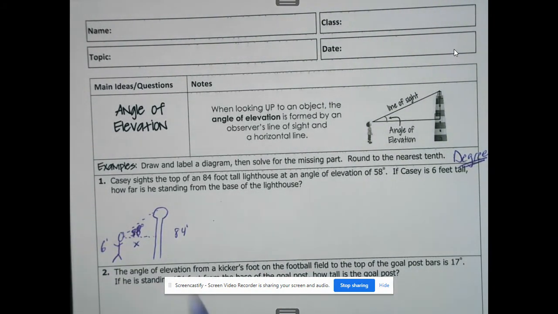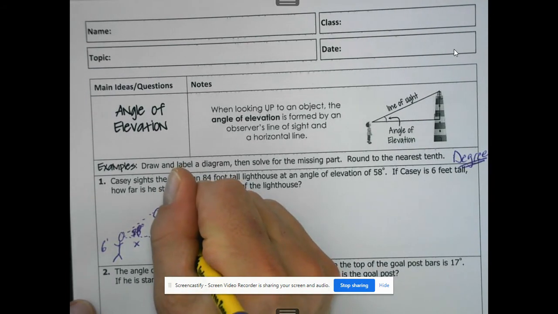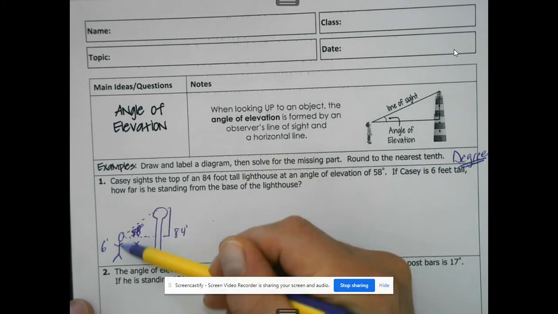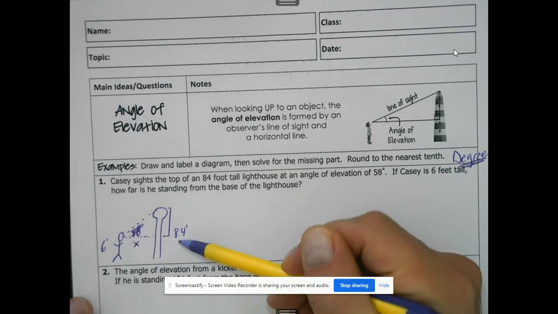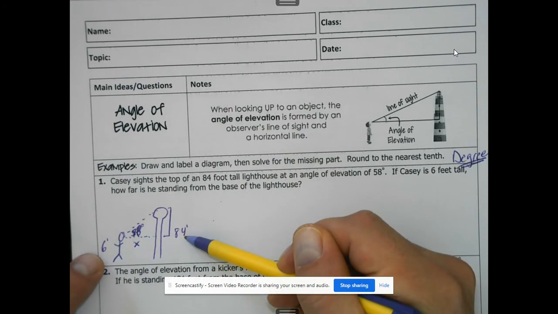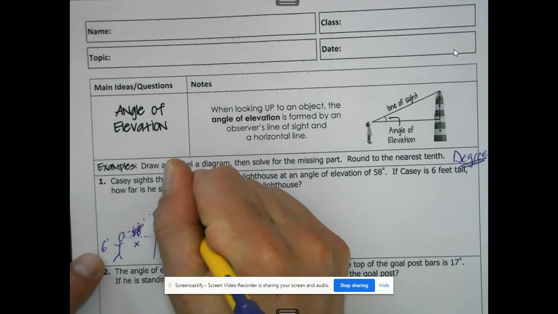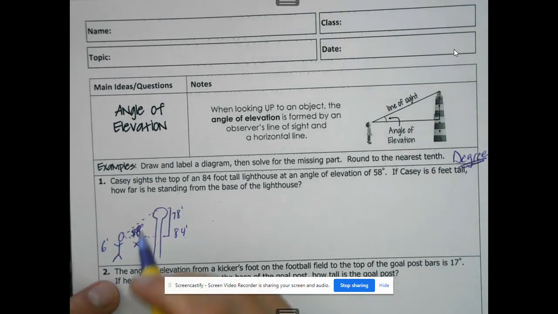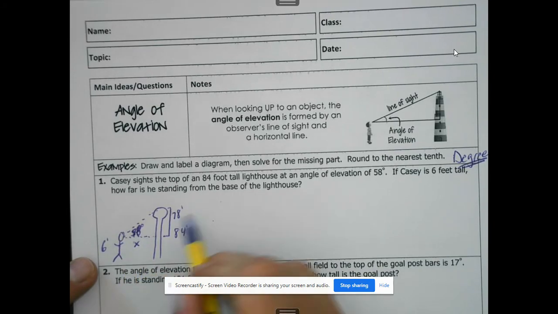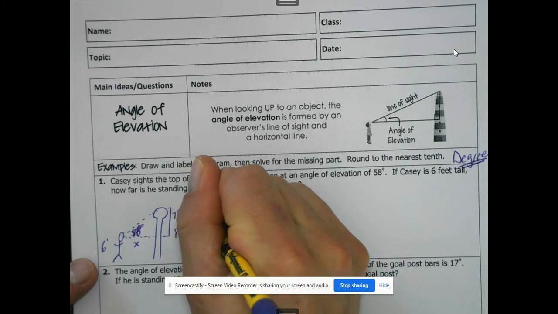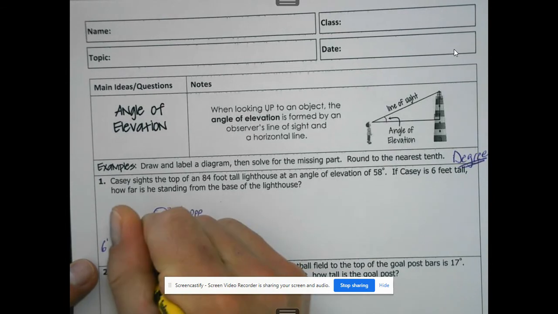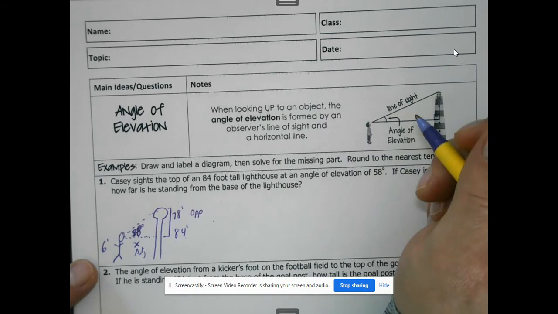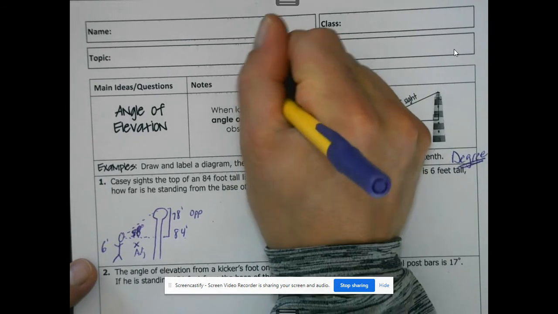All right, they got enough information here. But the first piece we got to figure out is how far is it from here to here? Well, if the whole thing is 84 feet, and Casey is 6 feet of that, we got to subtract to get this piece right here. So 84 minus that 6 is 78 feet. All right, just like trig, label the pieces. Here's my angle. Across the triangle is opposite. The piece right next to me is adjacent. And remember, recall from last section, guys, SOHCAHTOA.